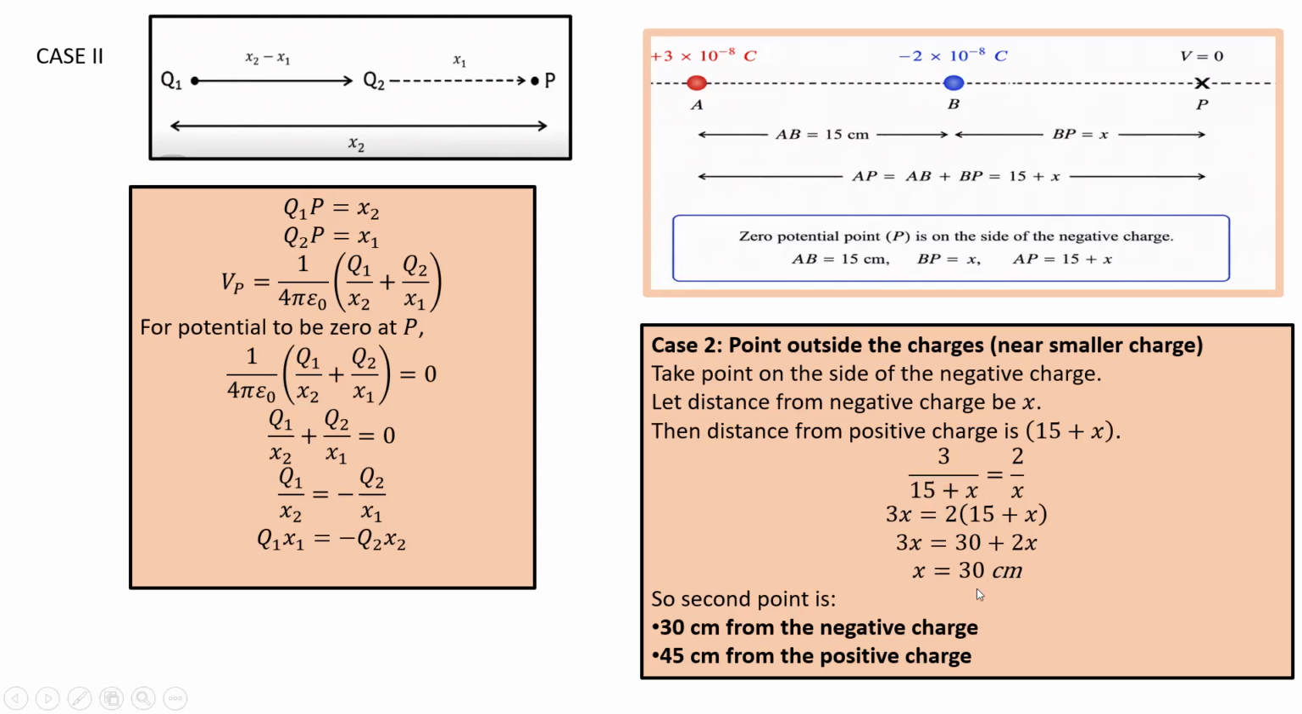Now if you do the cross multiplication, 3x equals 2 into 15 plus x, so 3x equals 30 plus 2x, and x equals 30 centimeter. What is our x now? Where have we assumed x? x is from here to here. BP is taken as x. Therefore, the BP value is 30 centimeter. Always keep in mind that when two charges are given, the potential will be 0 at one point in between, and the second point is on the right side of the negative charge.